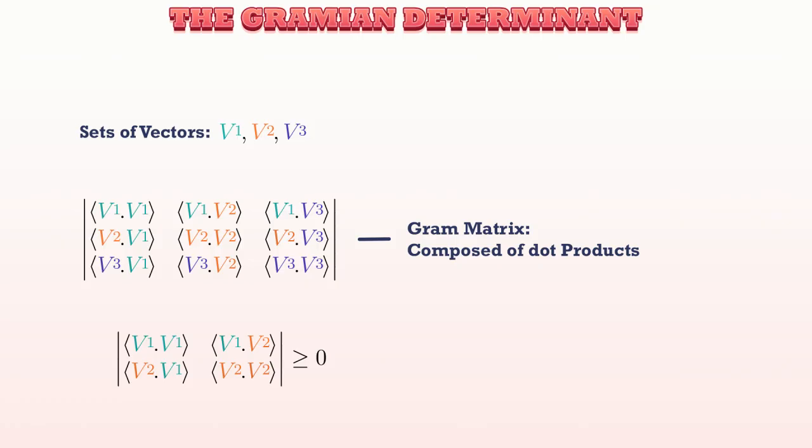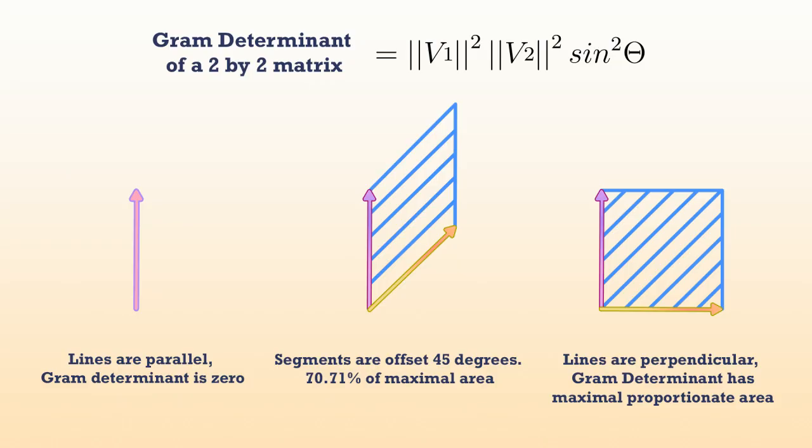The gram determinant of a 2x2 matrix is correlated with the trigonometric operation sine, so if the vectors are parallel, the gram determinant will be 0. If the line segments were perpendicular, the sine would be 1. Correspondingly, the gram determinant will yield a positive value, scaled by the square lengths of the segments.